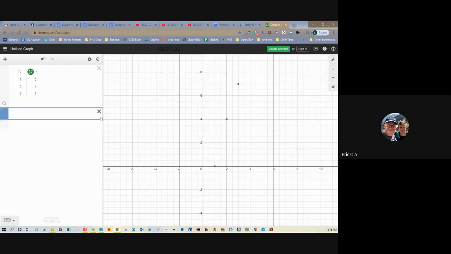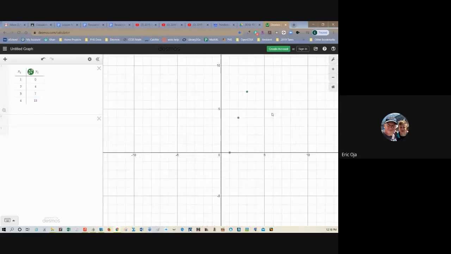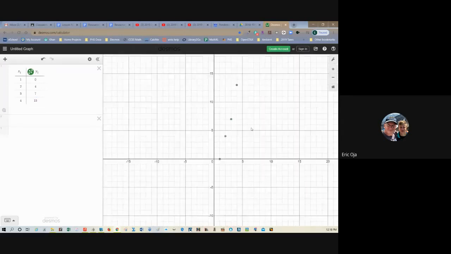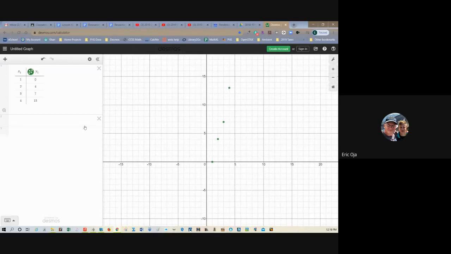In fact, I'm going to put in one more too while I'm at it. I'm going to do 4, and I'm going to do, should have been 8, 12, so I'm going to do 13. And then if I just zoom out a little bit, I can see all those points right there. Not that I even have to.